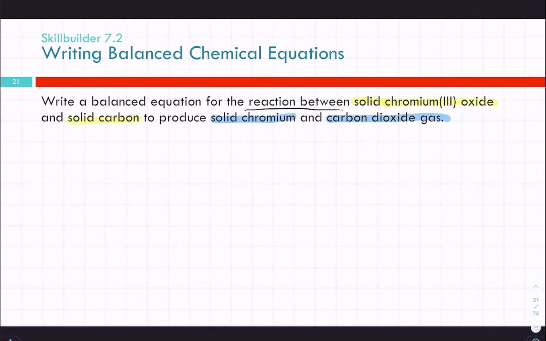What's the formula for chromium oxide? So we have Cr and O. What's the charge on chromium?